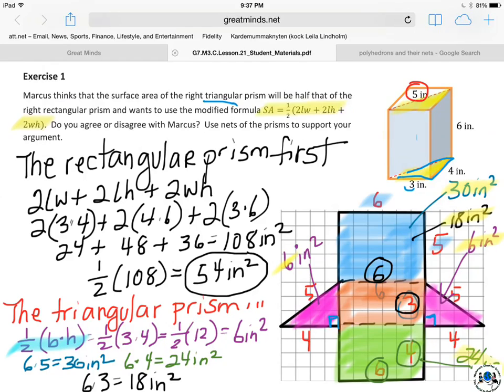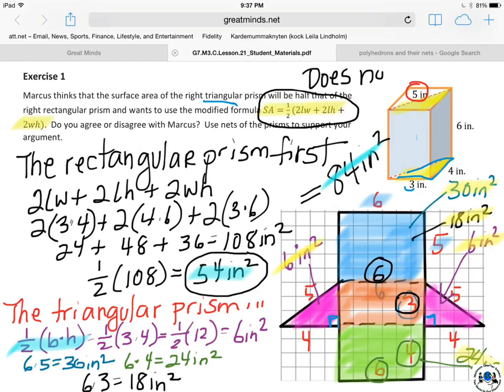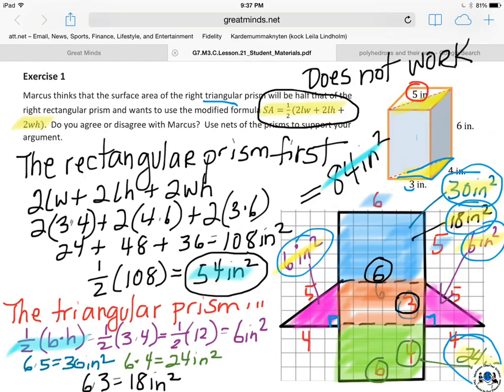So if we add all of those different areas up, we get 84 square inches. We added our 30 square inches plus 18 square inches plus 6 square inches plus 6 square inches plus 24 square inches, all 5 of those faces and bases, and we came up with 84 square inches.